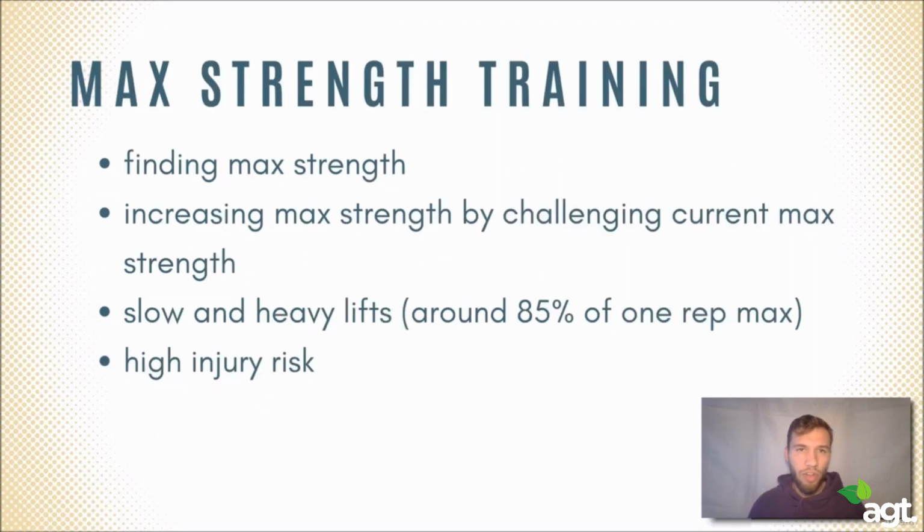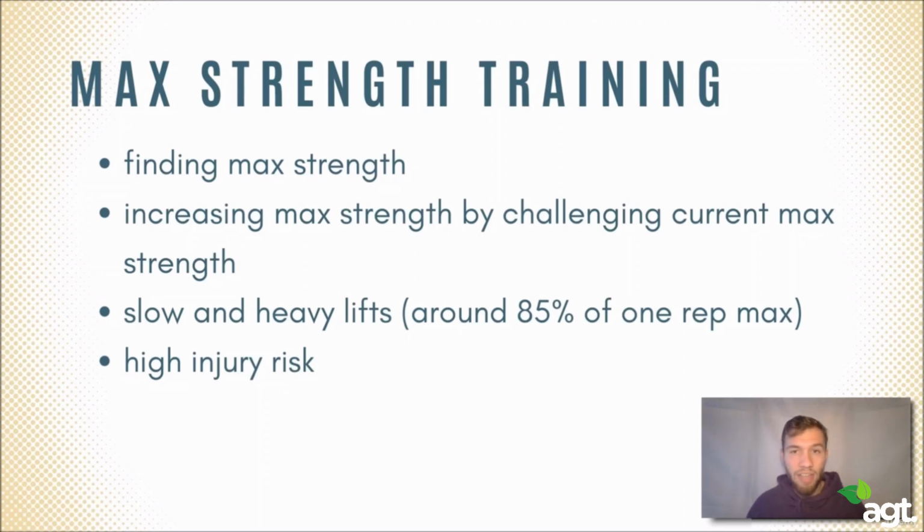So how can we train our maximal strength? Well, first of all, we need to find what is our maximal strength, and we can do this by measuring our 1 rep max or by performing the isometric mid-thigh pull test. Studies have shown that there's a correlation between maximal strength measured in the isometric mid-thigh pull test and the jump height, the sprint speed, and the change of direction time. So it's heavily related to performance.